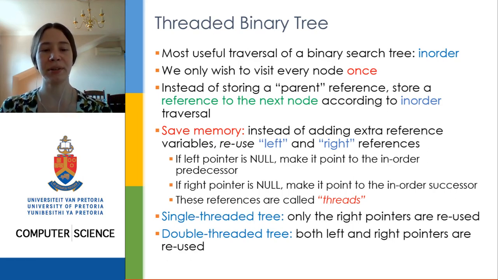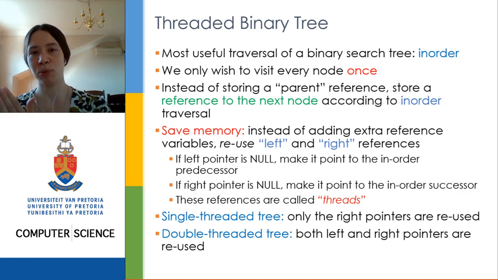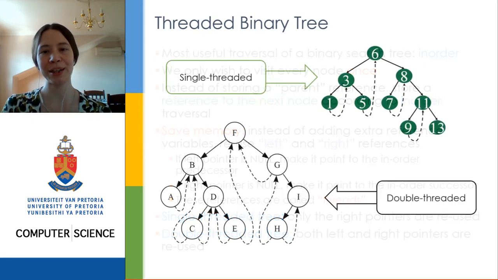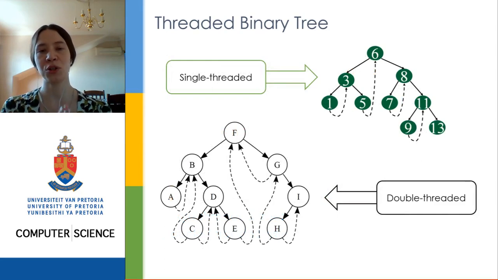Trees can be single-threaded or double-threaded. With single-threaded, you only use the right pointers, so you only enable traversal from left to right. With double-threaded trees, you are going to reuse both the left and the right pointers, and this allows you to go from smallest to largest, as well as from largest to smallest. And in case this is the point where you are getting confused, let me quickly show you a picture to hopefully illustrate this idea.